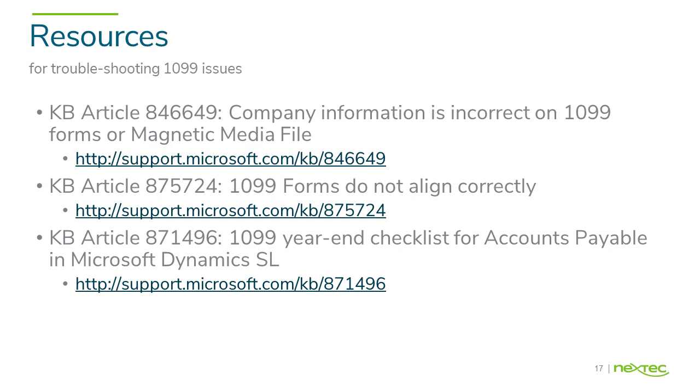Okay, some resources for troubleshooting. I'm not going to go through these. Some of these may no longer be on the customer source website, but if you just type in the search box "company information is incorrect," "forms did not align correctly," or "1099 year checklist," you should be able to find some support articles. And if you can't, please let us know at NexTec and we can provide those resources to you.